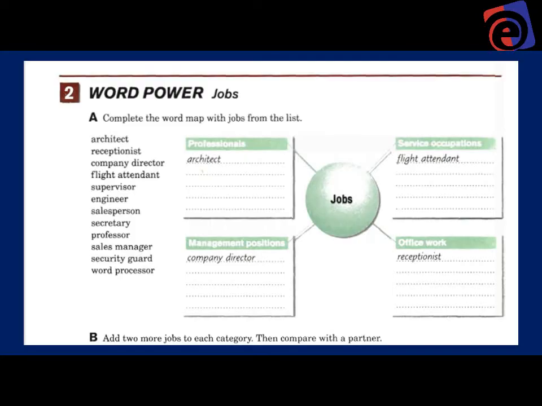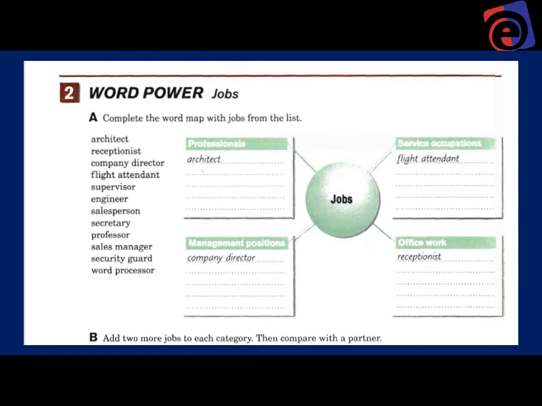And this is called a word map. You know, a map. This is a word map. And so we have 4 categories: professional jobs, management jobs, service jobs, and office workers.